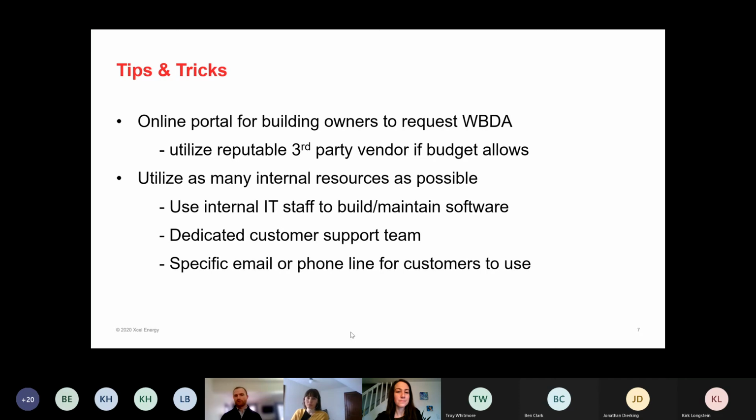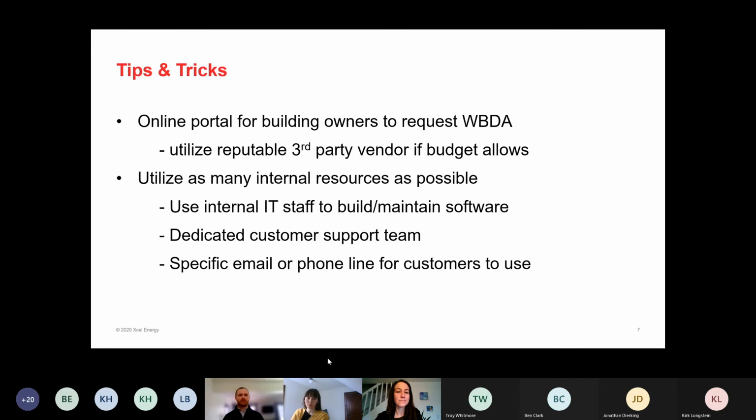And I had mentioned it earlier, but a dedicated customer support team is so crucial with benchmarking. Even as Emma mentioned, you can make it as automated as humanly possible, but you're still going to have questions that come up. There are going to be pieces that come along the way, and having at least a couple people dedicated to that customer support will definitely make your life a little easier.